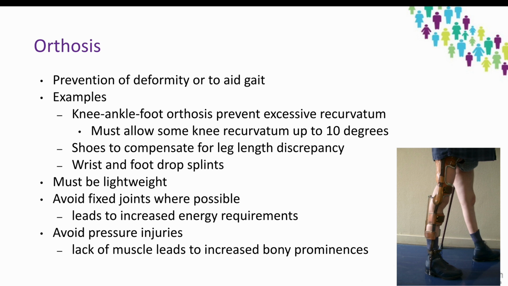Shoe orthoses can be used to compensate for leg length discrepancies, and you can have things like wrist and foot drop splints. The principles regarding orthoses is that they must be lightweight. You should avoid fixed joints wherever possible, as it leads to increased energy requirements in the gait. And a key thing to note is that because of the muscle atrophy, these patients have increased bony prominence, which increases the risk of pressure injuries.